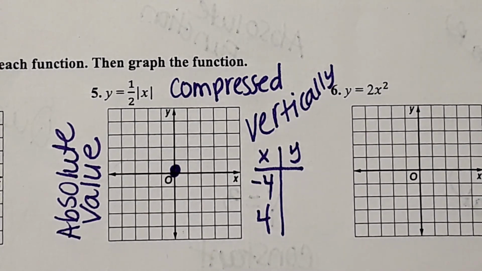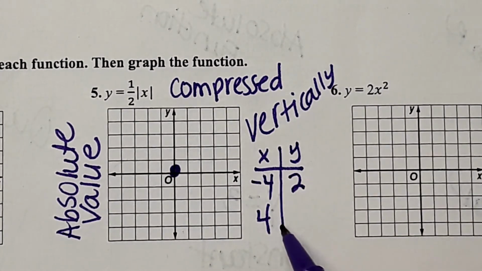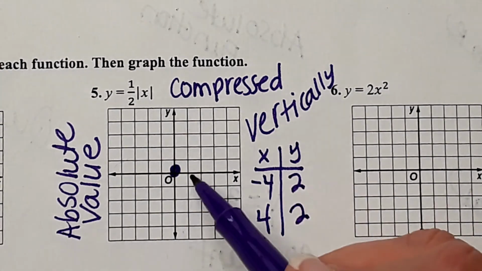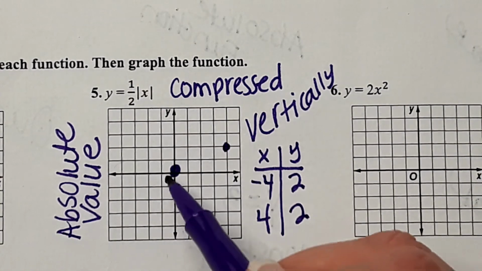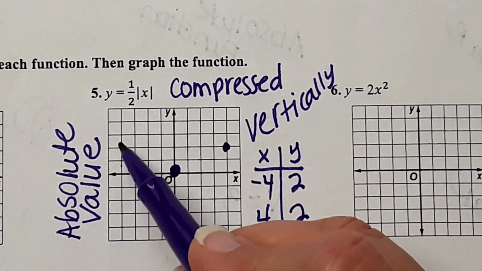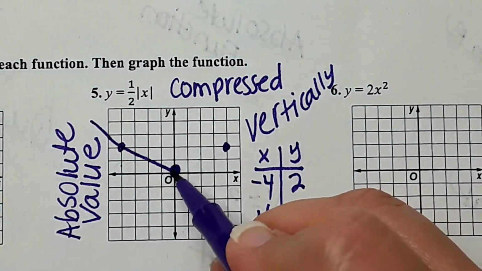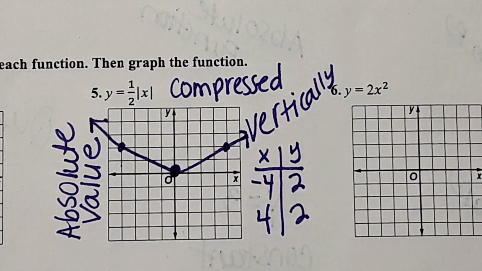It's not always going to say, hey, what's the translation? But it does. So it looks like this one right here, right? x squared minus 3, and we said that's down 3 units. That's right, so we're going to write translated down 3 units.